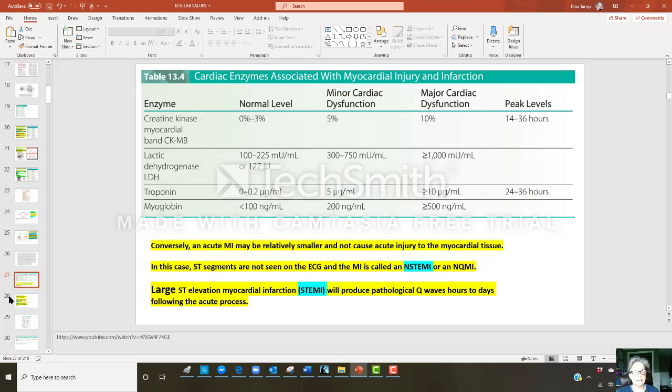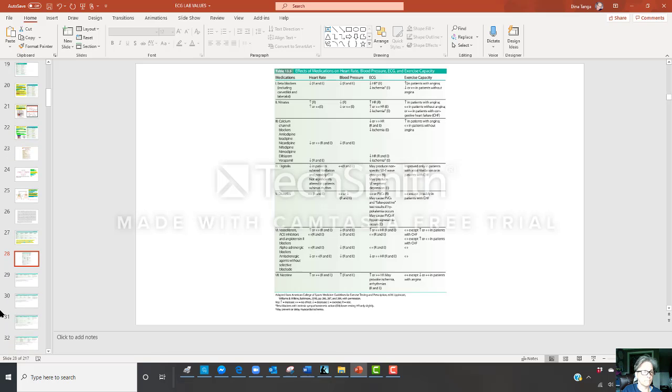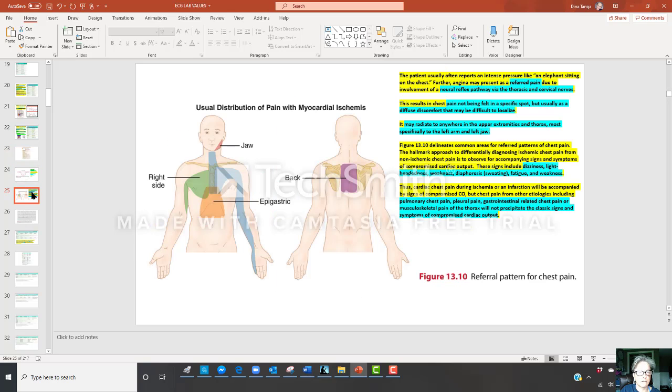Myoglobin, normal is less than 100. Minor cardiac dysfunction is going to be 200, and then major cardiac dysfunction is greater than 500. Okay. About that. Okay.